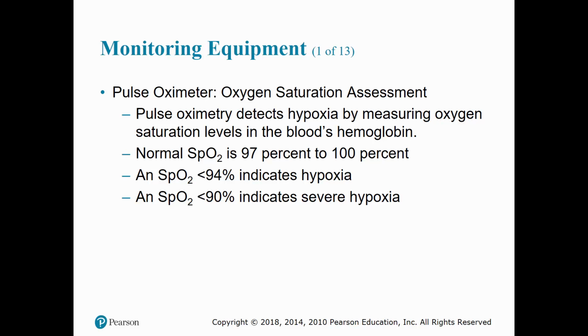Pulse oximetry is a method of measuring oxygen saturations within the blood. The device used to measure the level of hemoglobin saturated with oxygen is a pulse oximeter. Because it is used to determine the patient's oxygenation status, it should be applied early within your assessment, preferably in the primary assessment.